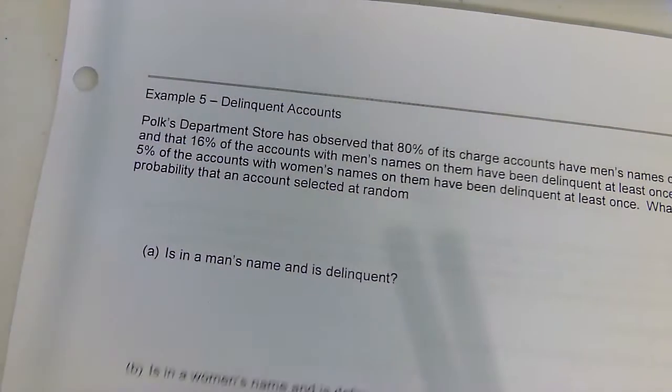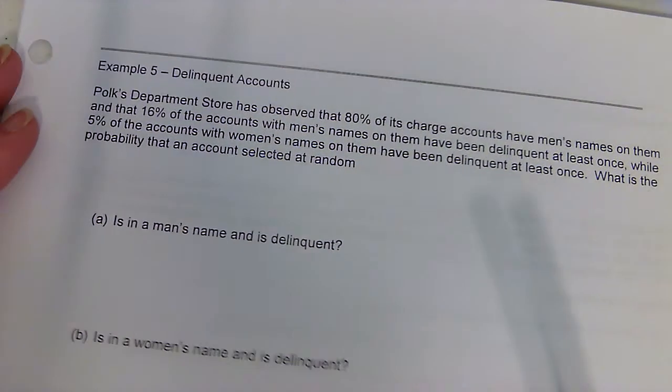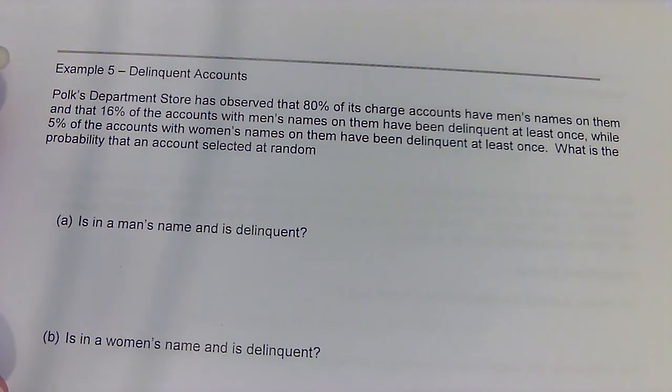Now let's see this in a little bit of a different setting. Delinquent accounts. Polk's department store has observed that 80% of its charge accounts have men's names on them, and that 16% of the accounts with men's names on them have been delinquent at least once, while 5% of the accounts with women's names on them have been delinquent at least once. What is the probability that an account selected at random meets these conditions?